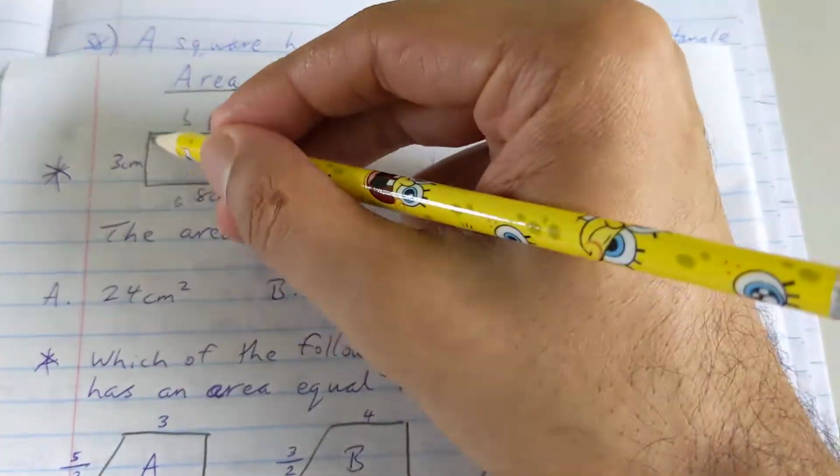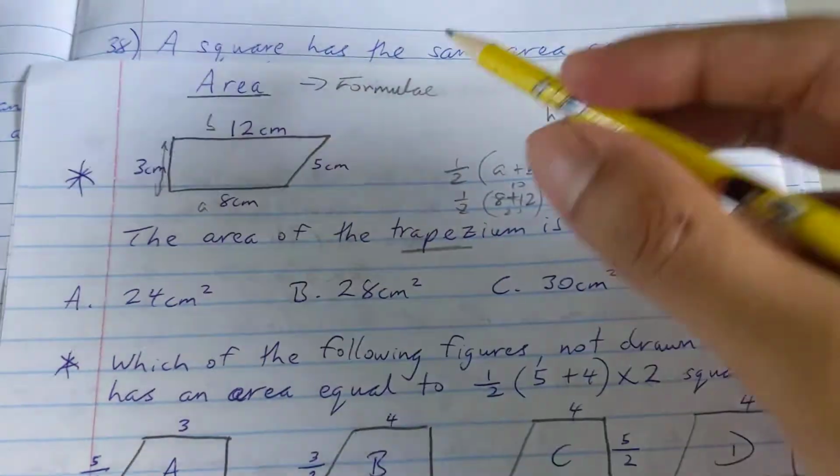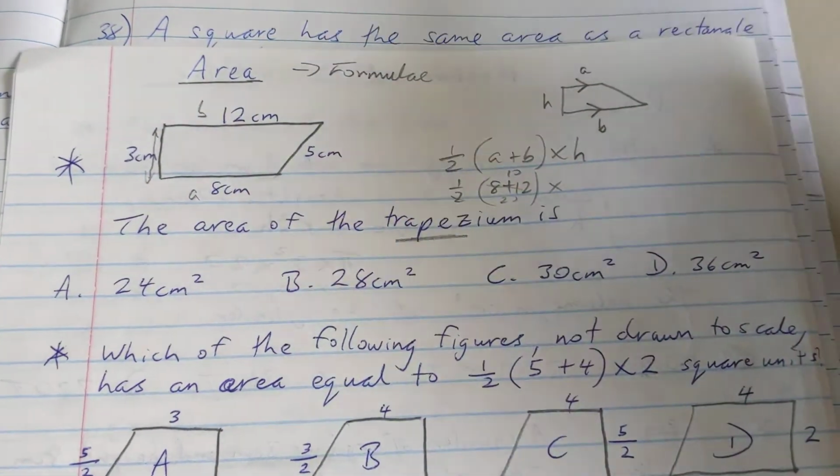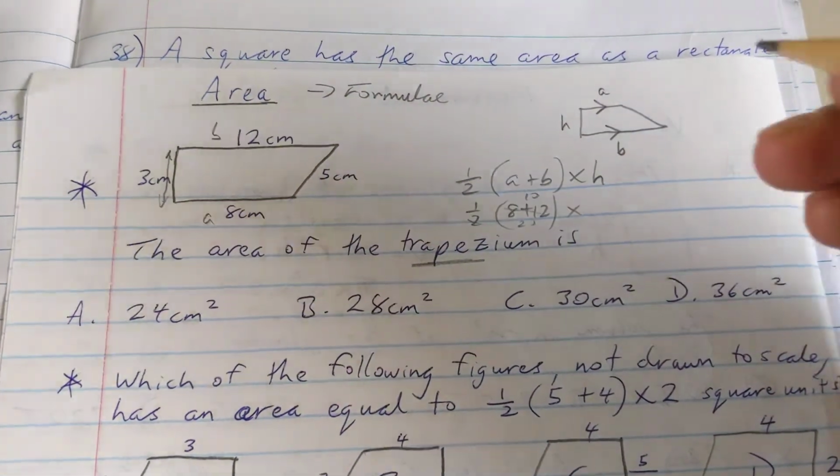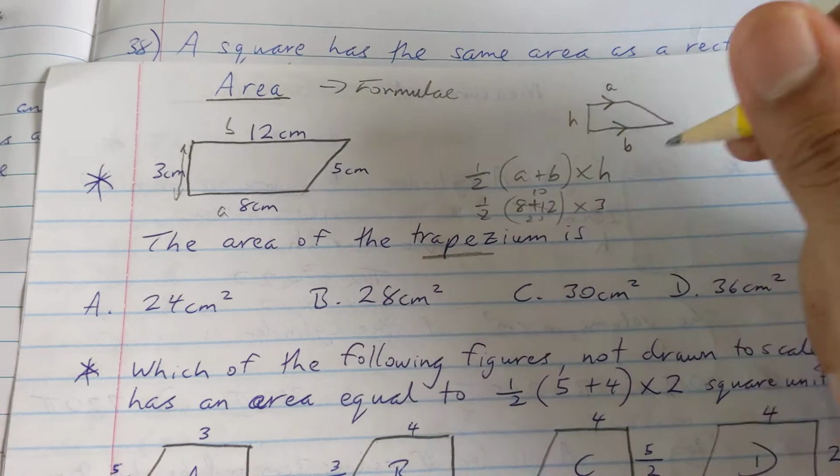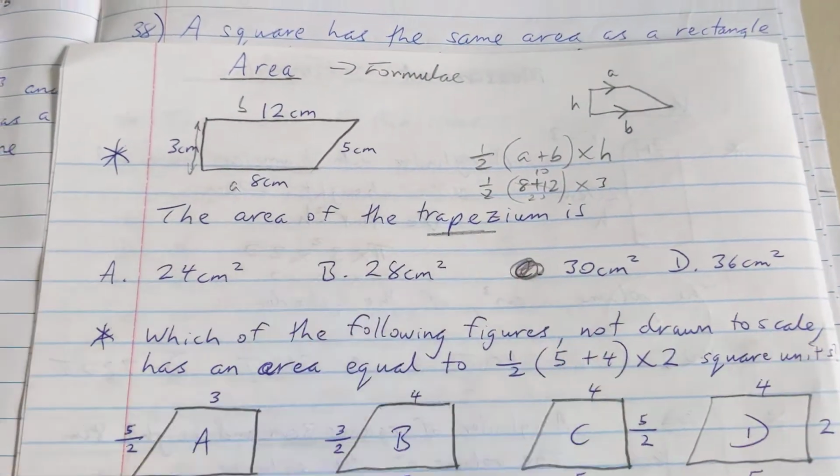10 times the distance between them. The distance between them must be a straight line. We never use any slant line for the area formula. That will be more for perimeter. So the distance between them is 3, so 10 by 3, 30 centimeters.